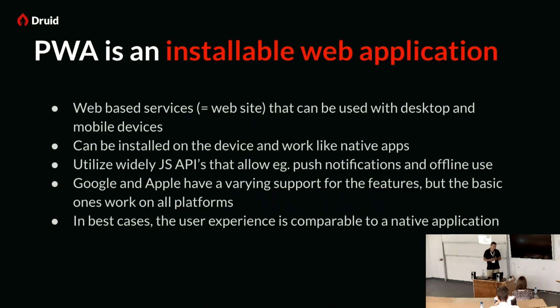But what a PWA actually is, is a web application that you can install. It's basically a web application. You can use it with desktop devices. You can install it on your MacBook. You can install it on your mobile phone. And it's exactly like using a website. You enter an address, you go there, it looks like a web page, but there's an install button available, and then suddenly you can have it installed on your device.